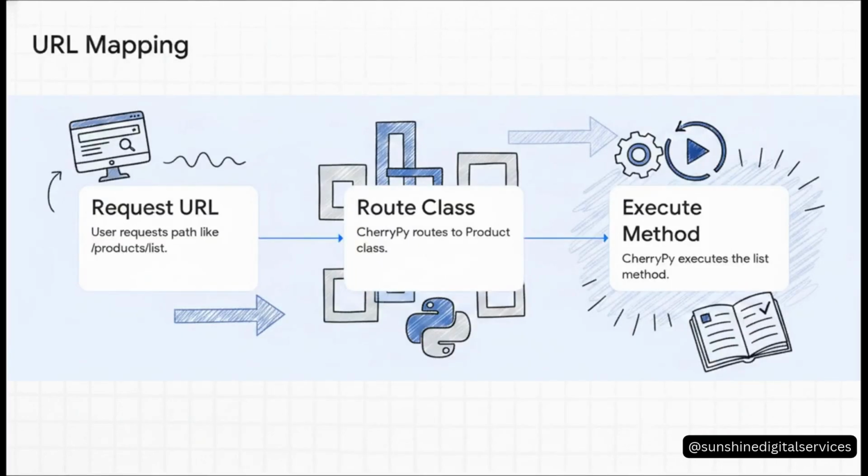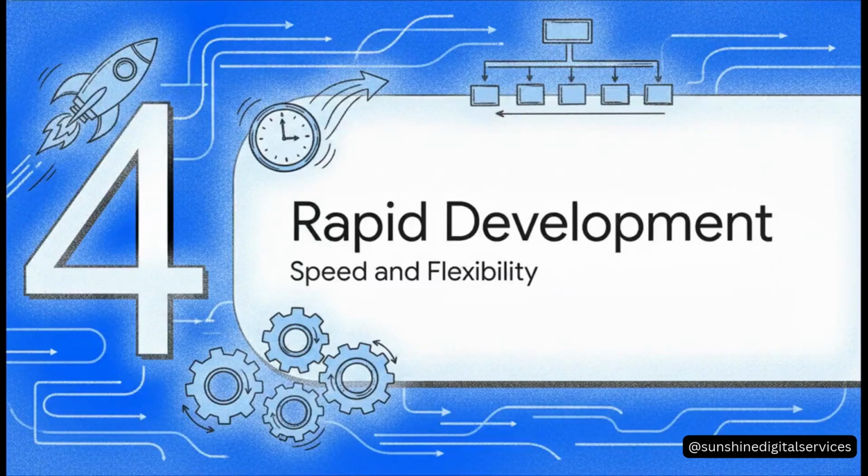So how does this actually work in practice? It directly maps URLs to your Python methods. Picture this. Step 1, a user requests a URL path in their browser, say /products/list. Step 2, thanks to its object-oriented structure, CherryPy intuitively routes that request directly to a product class that you've already written in your code. And step 3, it simply executes the list method inside that class. Boom, done. It is so clear and logical. By mapping URLs to class methods like this, your code base stays super tidy, totally coherent, and way, way easier to maintain.